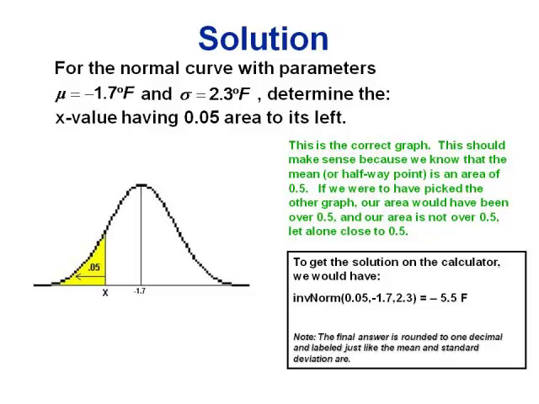So if that's what I was looking for, that cutoff right there that only has 5% less than it, then I would do inverse norm. I would tell it that I wanted 0.05 to the left, and then I would type in the mean and the standard deviation, and then that would give me negative 5.5. And the mean and standard deviation in the problem both went to one decimal place, so I will as well.